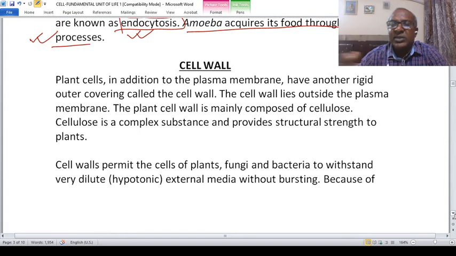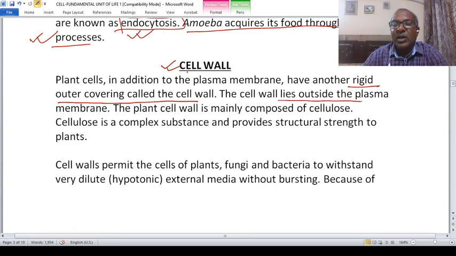Outside the plasma membrane, you have another structure called cell wall. So this is the rigid outer covering. Cell wall is a rigid outer covering. It lies outside the plasma membrane. And plasma membrane was made up of lipid and protein, whereas the cell wall is made up of cellulose, hemicellulose and pectin.